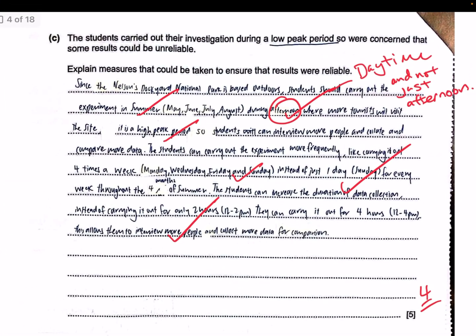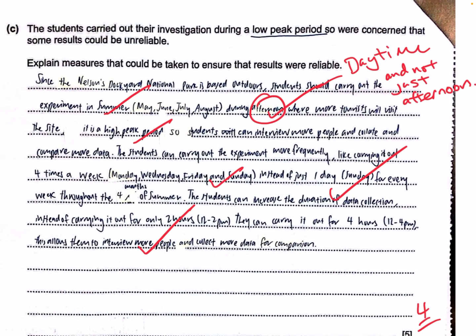Once again here, part C: students carry out an investigation during low peak. So they were concerned, but it highlights that they understand that this is low peak. So how do you make it more reliable? The emphasis here is on the word reliable. So yes, you need to talk about how you can eliminate the errors that exist because you are conducting this only in the low peak period. How many more times would help you negate this bias? Would you do 3 more times across the year? Would you do 5 more times across the year?